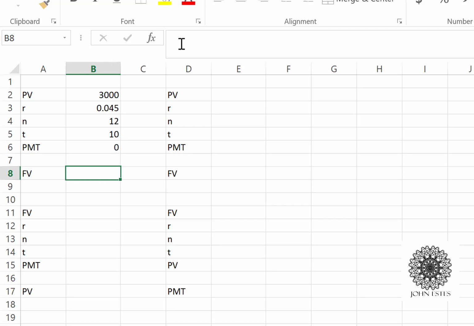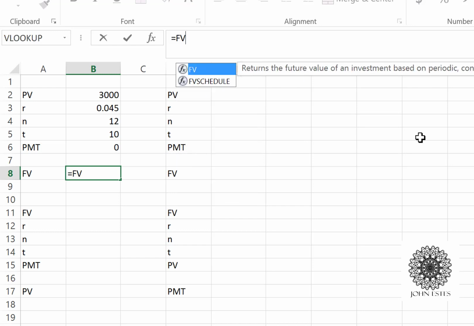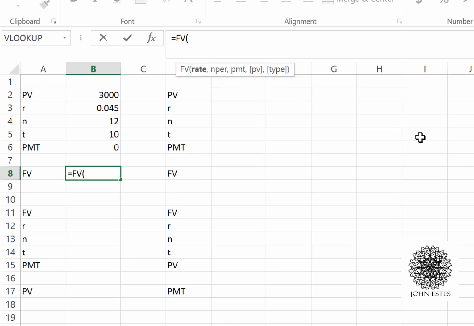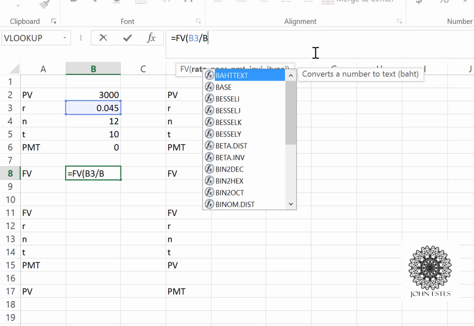So we're going to use the future value function, which you can say equals FV for future value. And notice the things you need. You need a rate, an N per, a PMT, a present value, and we won't really worry about the type. That's for a more advanced calculation than what we need to consider here. Okay, so another thing is the rate here. What they actually mean is our APR divided by the period. So here we're going to say B3 divided by B4.